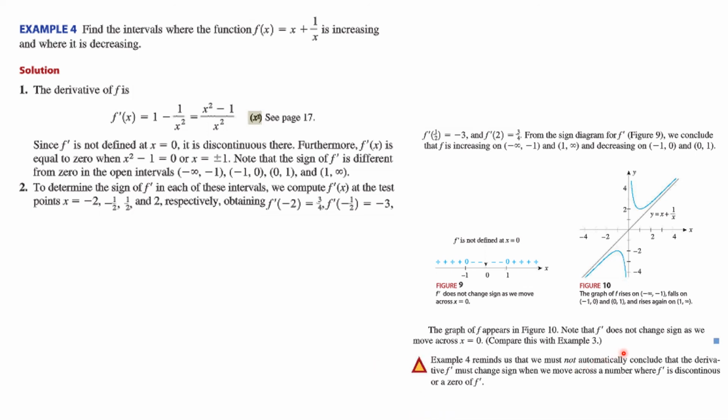Now note that f prime does not change sign as we move across x equal to 0. And so that tells us that we must not automatically conclude that the derivative f prime must change sign when we move across a number where f prime is discontinuous or a 0 of f prime.